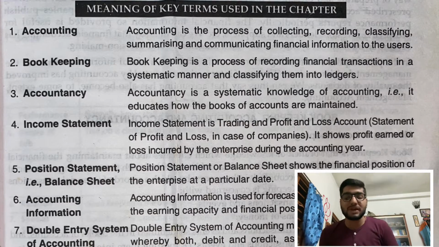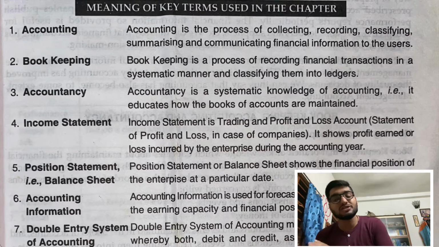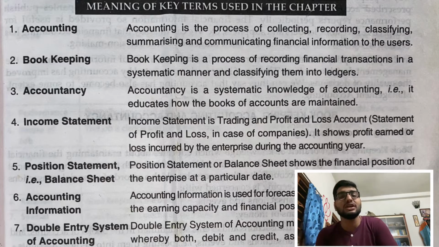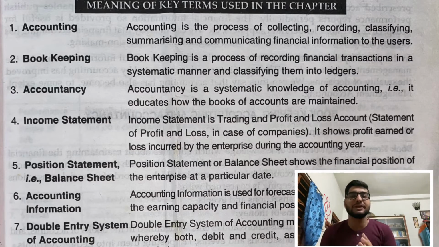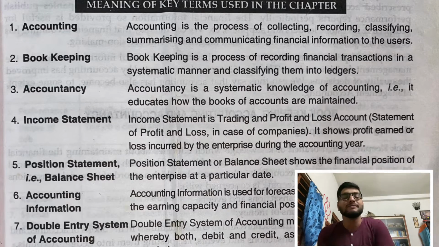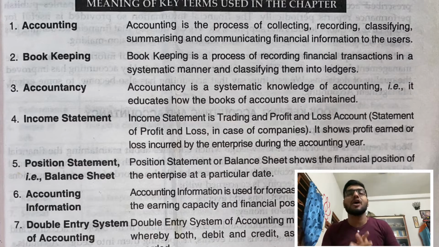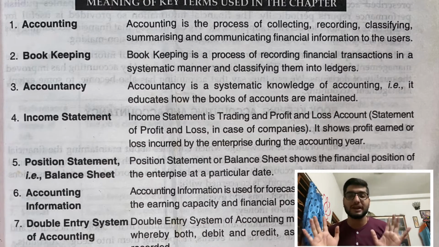Next is bookkeeping. What is bookkeeping? Bookkeeping is a process of recording financial transactions in a systematic manner and classifying them into ledgers. Now students, what are ledgers, what is a journal, we will be coming to that in the next part. This is just the basic part. So bookkeeping is nothing but the recording of the financial transactions in a systematic manner.